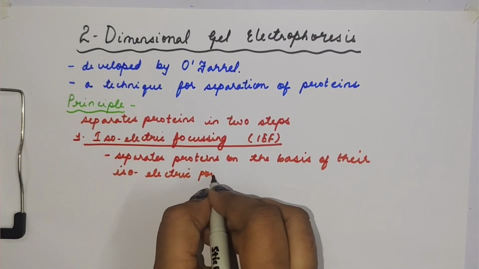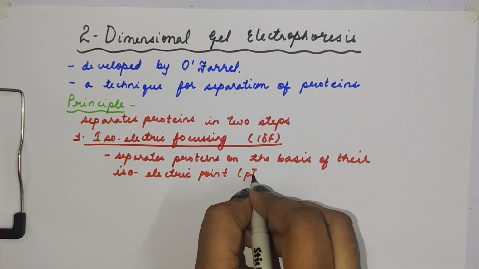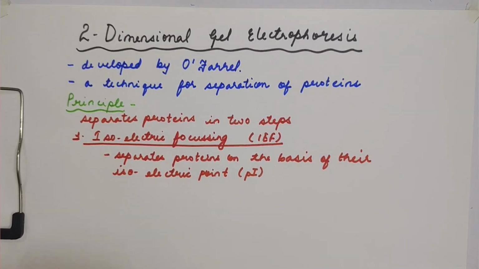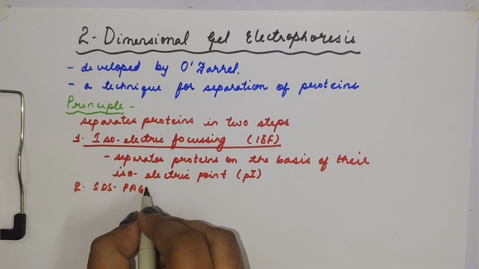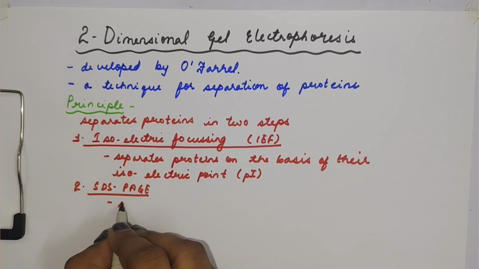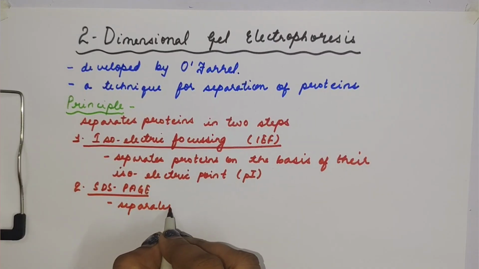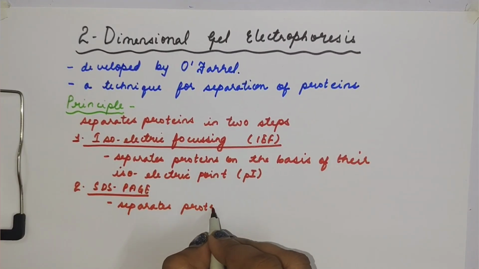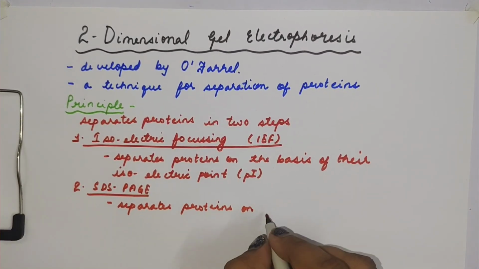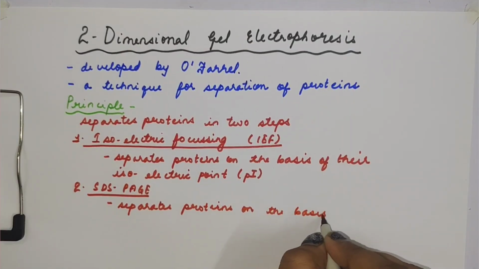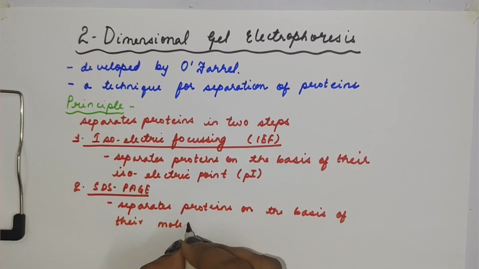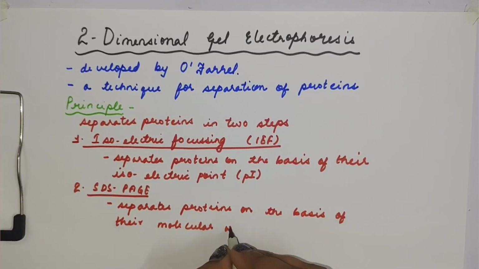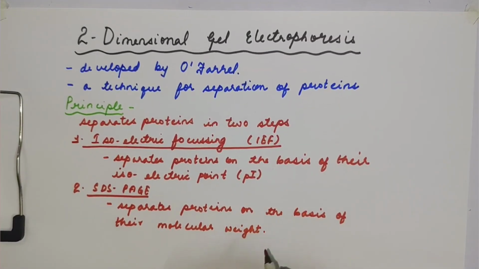As the name of this technique is two-dimensional gel electrophoresis, the first process, isoelectric focusing, is run in a horizontal way, and the second dimension, which is the SDS-PAGE, is run vertically, and the SDS-PAGE separates the protein on the basis of their molecular weight. We will discuss both these techniques in detail in the video.